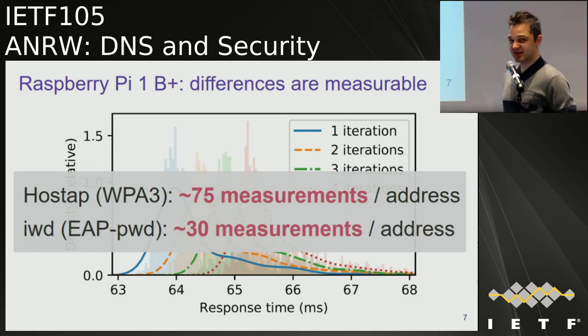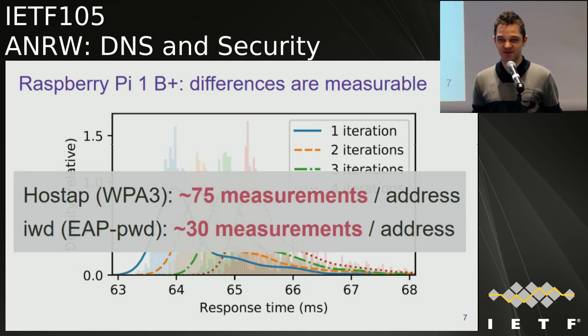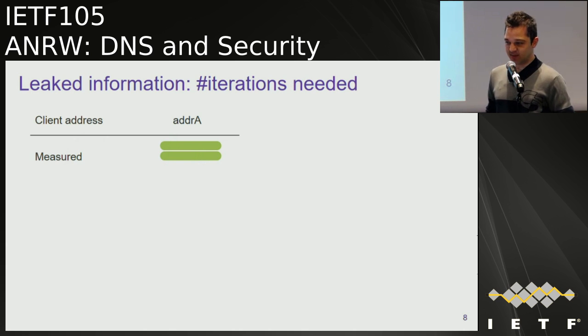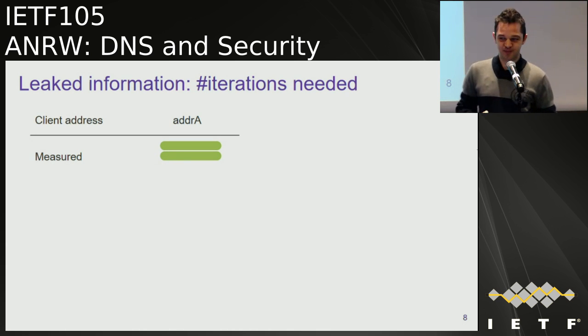So we now know that there's a timing leak. We can derive the number of iterations that were being used. But now the question is, does this really leak important information? In other words, can we abuse this to, for example, perform a dictionary attack? And the answer is yes, we can. Let me take the following example. We are again attacking a WPA3 access point. We spoofed a client MAC address of A, and we measured that in this case the access point took 2 iterations to derive this group element.